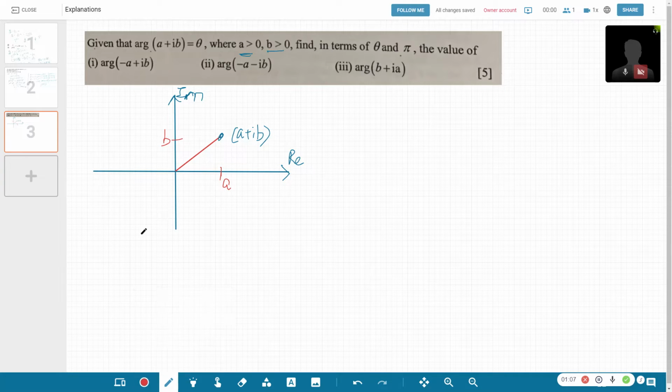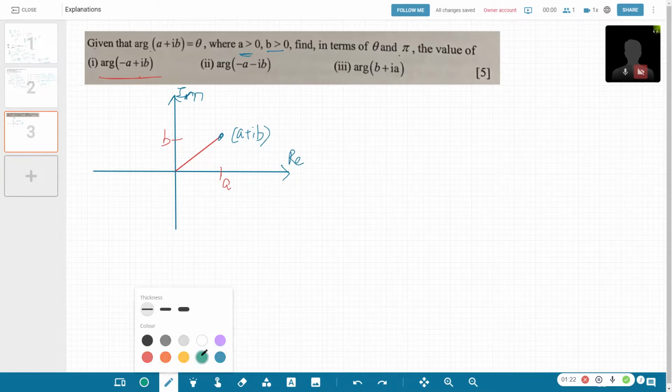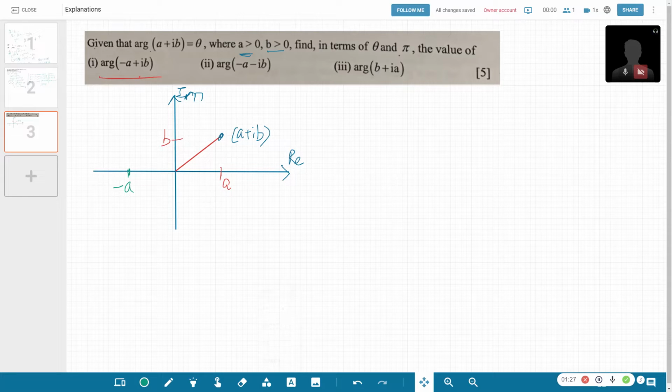Now, what happens to part 1 where you are finding negative a plus ib? So negative a will be somewhere here. Let's change to green. Let this be negative a, and when we draw the line, it will be somewhere here. So this is negative a plus ib. Now we know that this is going to be theta. So using basic angles, here is going to be theta as well.